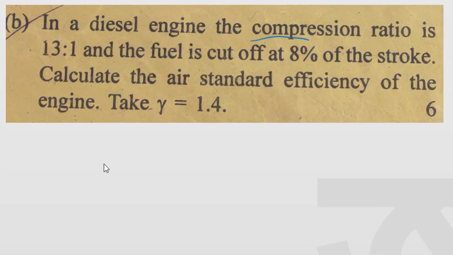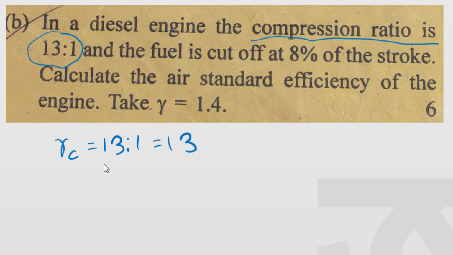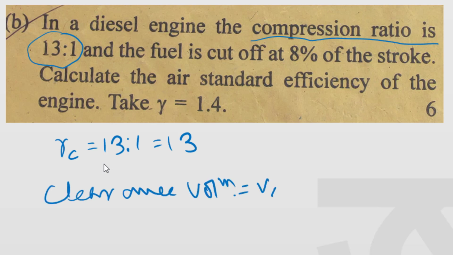In a diesel engine, the compression ratio is 13:1. That means Rc, the compression ratio, is equal to 13. And the fuel is cut off at 8% of the stroke. Say clearance volume is equal to Vc.